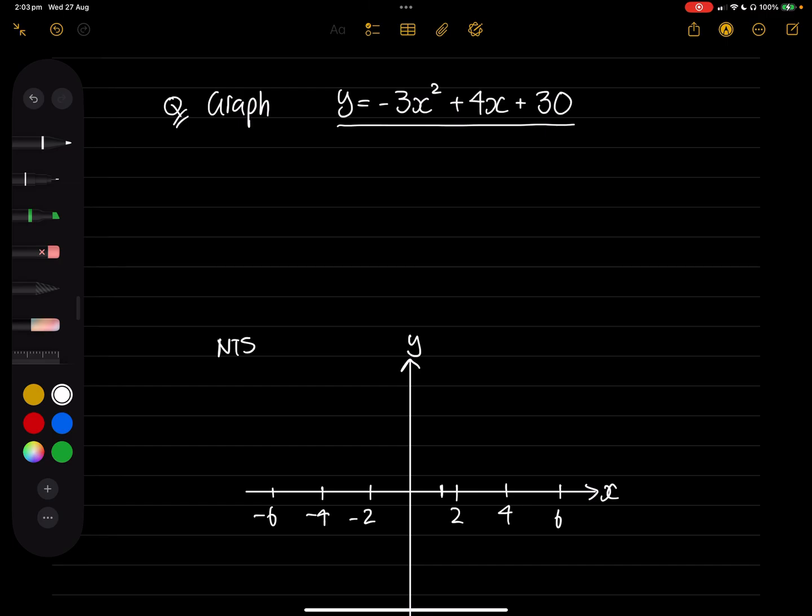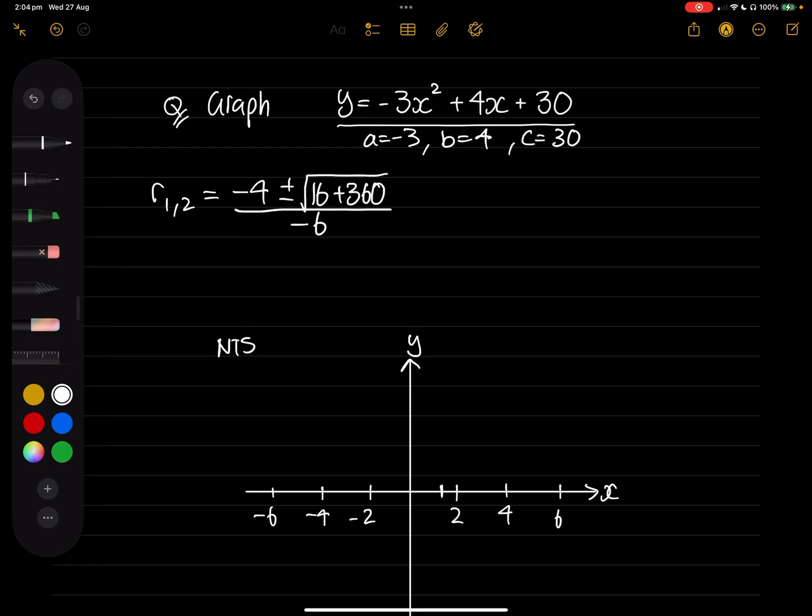So we need the coefficients: a is minus 3, b is plus 4, c is plus 30. So roots 1 and 2 are minus b, minus 4, plus or minus the square root of 4 squared, 16, minus 4 times a times c. Well, that's going to be 360, positive, because of the two negatives, divided by 2a, divided by minus 6. Now this we can literally put in the calculator, right? We don't need to worry about simplifying these because we're just getting approximate values.